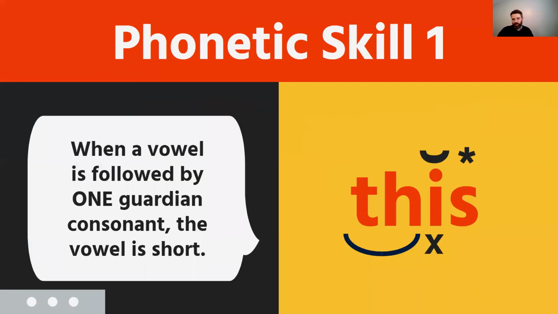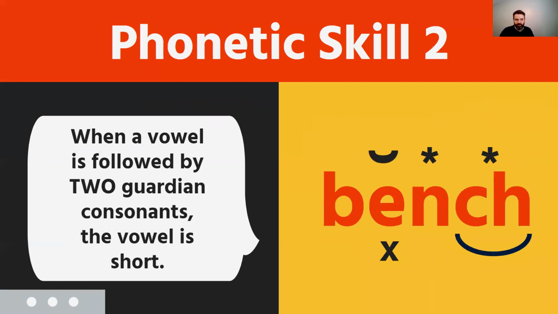So let's do a review of our vowels phonetic skills again. Phonetic skill 1 says that when a word is followed by one guardian consonant, the vowel will be short. Phonetic skill 2 says that when the vowel is followed by two guardian consonants, then the vowel will also be short. In this example with the word bench, we have two guardians.